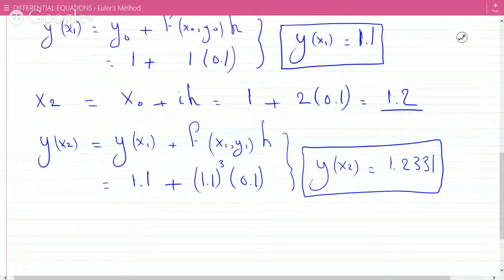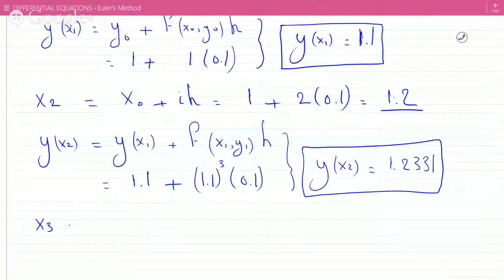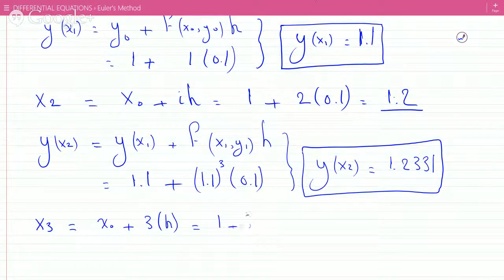So x3, it's very straightforward. It's x0 plus 3 times h. So that's 1 plus 3 times 0.1. We're going by increments of 0.1, so this will be 1.3.